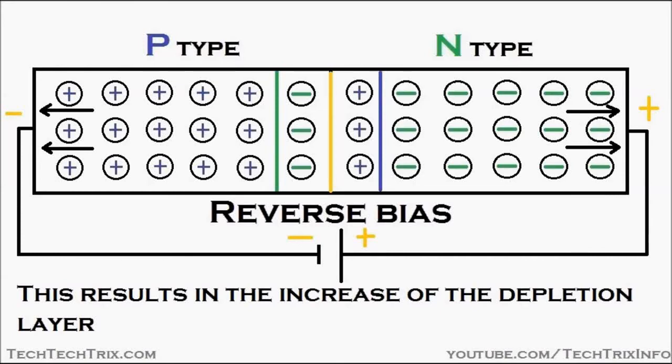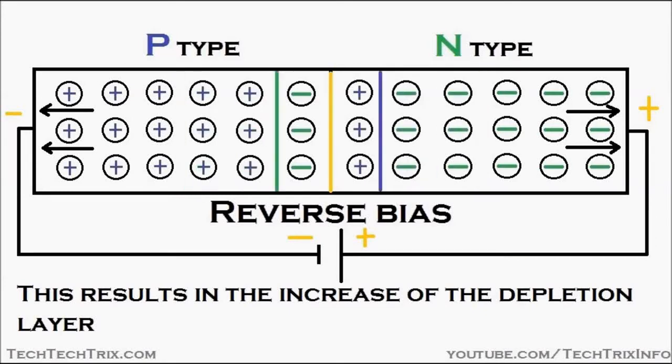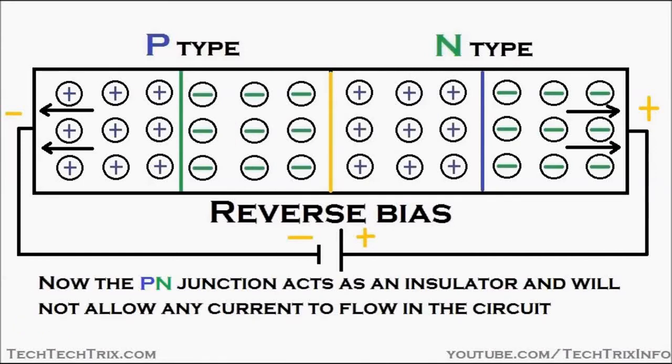This results in an increase of the depletion region, the depletion layer, or the space charge region, because you can see the repulsion of the electrons and the holes happening against the space charge or the depletion layer. This results in the increase of the depletion layer, as seen in the animation. That's the depletion layer over there. Now the PN junction acts as an insulator and will not allow any current to flow in the circuit. This depletion layer will not allow the flow of electrons or holes in that region.